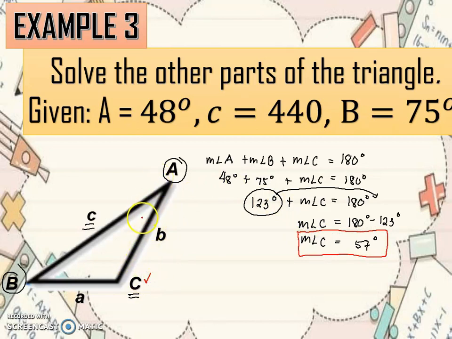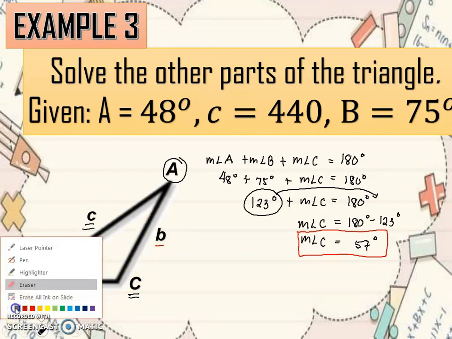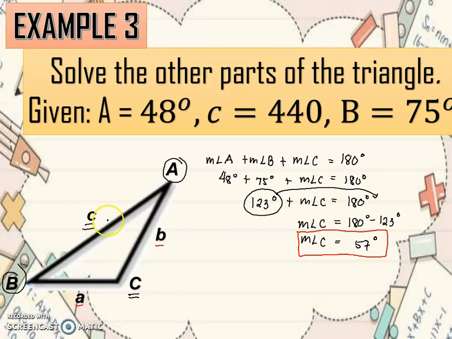So the remaining parts of the triangle that we need to solve are side A and side B. So we will now use the law of sine formula. Since, class, the given side is only side C, then we will use sine A over A equals sine C over side C, because you cannot solve this problem using the combination of sine A and sine B, because there's no side A and side B. So we will substitute now.